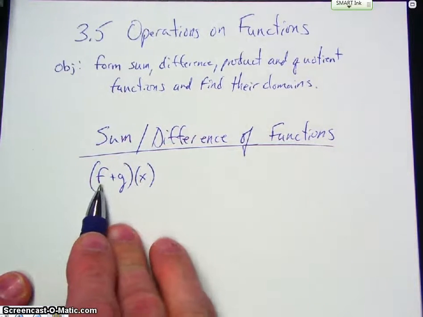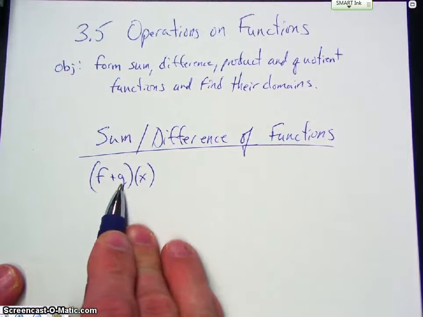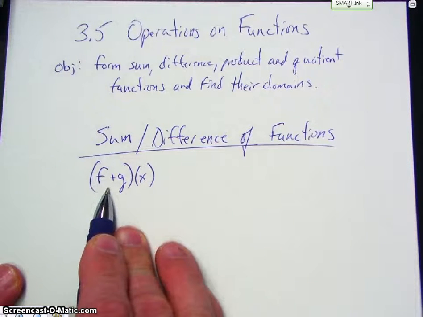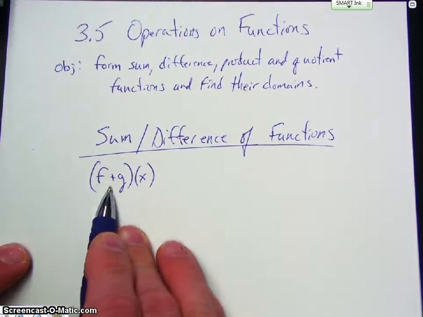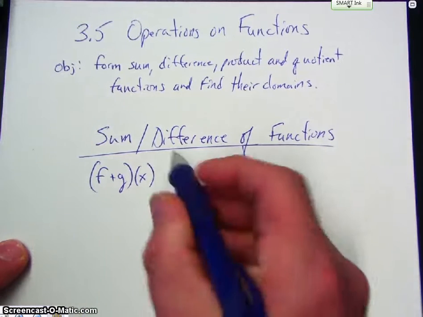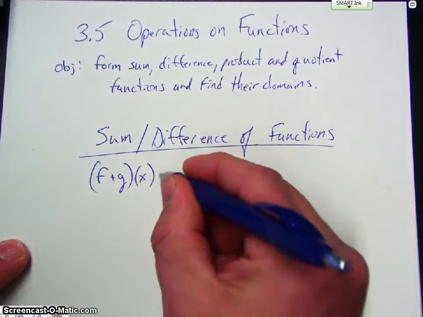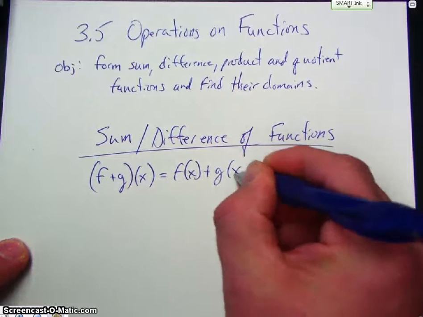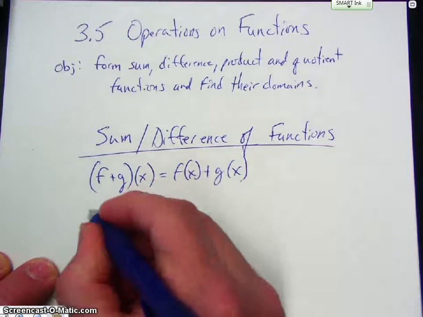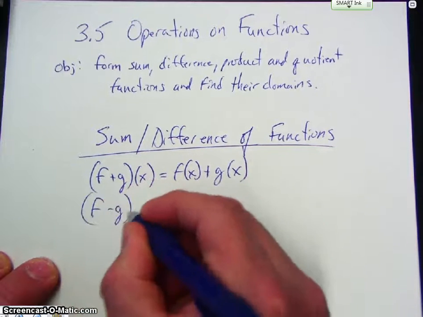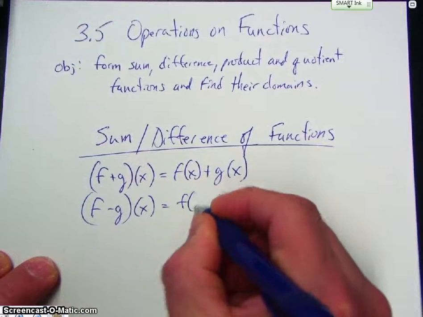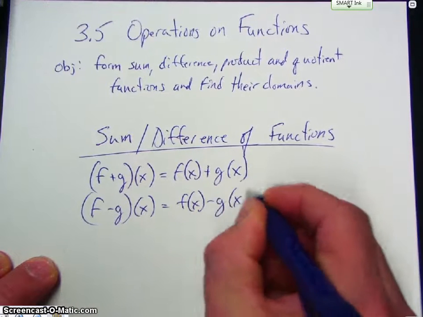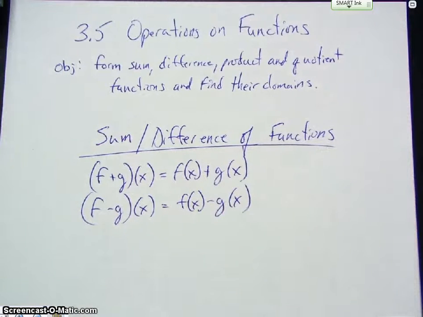Here I'm taking two functions, the function of f and the function of g. Then f plus g of x is the same thing as saying f of x plus g of x. Right. The difference and subtraction. Those are the definitions in terms of function notation of the sum and difference.